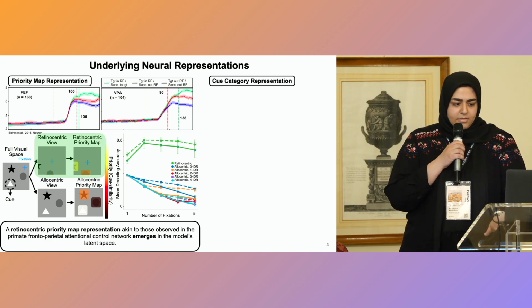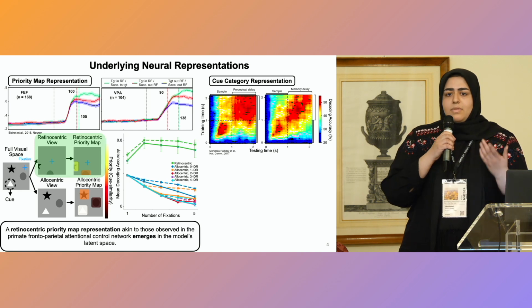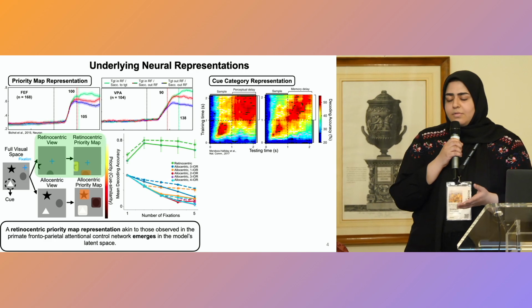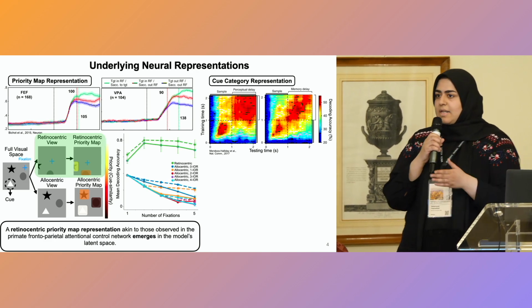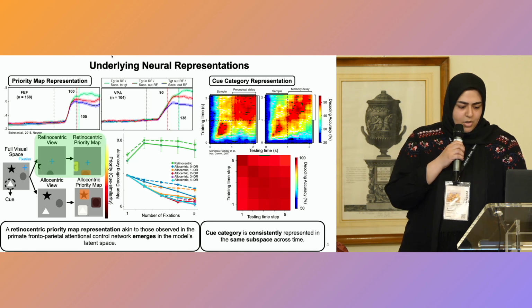We further looked into the Q category representation, which in some tasks such as visual working memory in the primate brain has been found to be encoded consistently in the same neural subspace. And we found the same thing for visual search in our model's latent space.